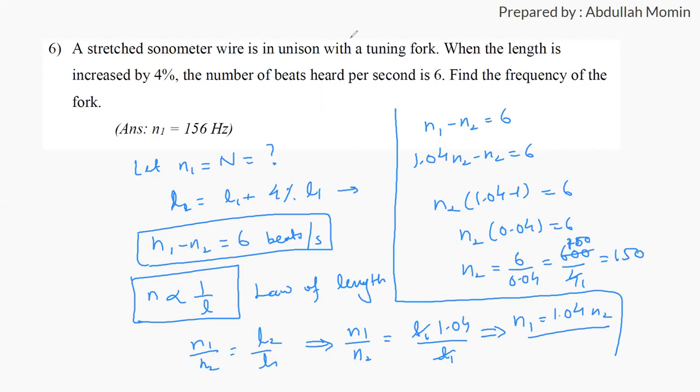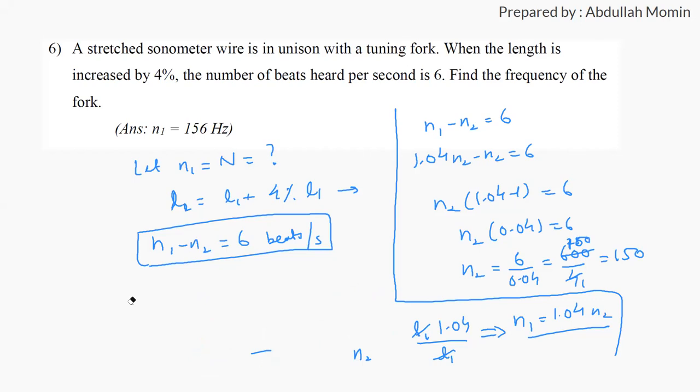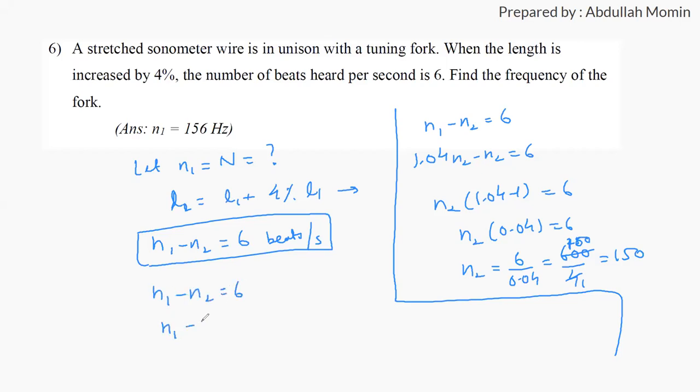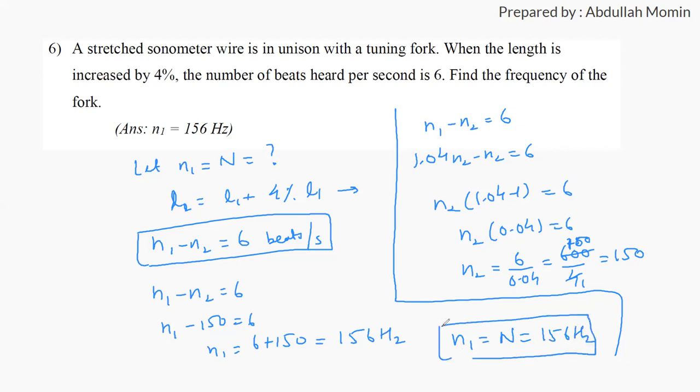And from this equation, now we have the value of N2. So N1 minus N2 is equal to 6. So N1 minus 150 is equal to 6. So N1 is equal to 6 plus 150. So it is 156 hertz. So N2, that is capital N, is equal to 150 hertz. This is the frequency of tuning fork.